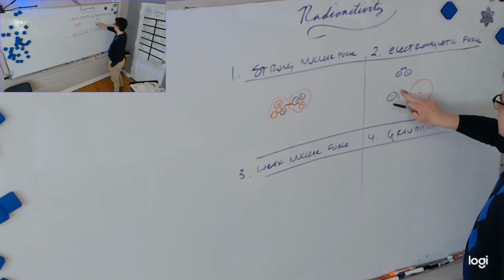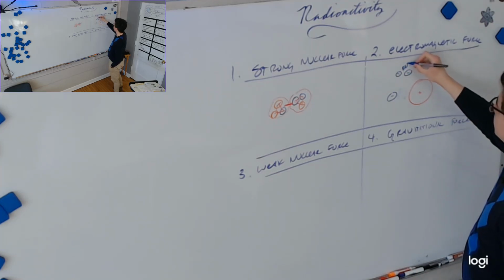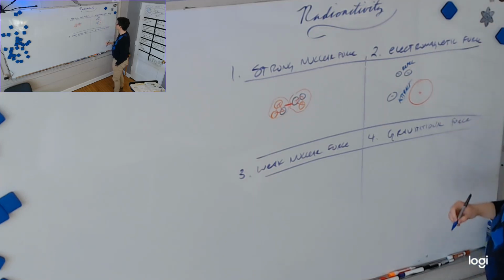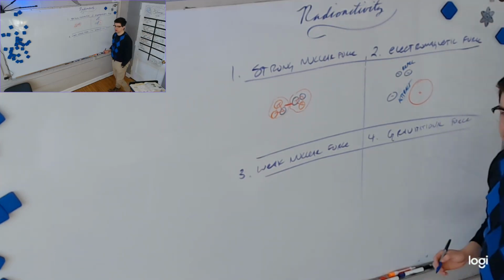I should make that a little bit clearer, because I drew the exact same arrow between them. These are going to repel because they're the same charge, and these are going to attract because they are opposite charges. Okay? How can I draw the weak nuclear force?